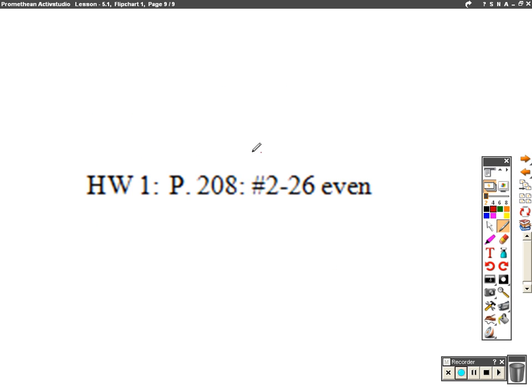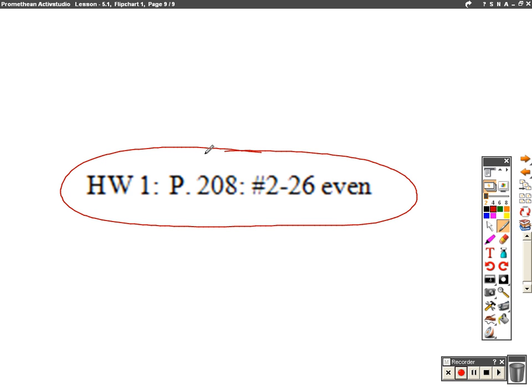Your homework, page 208, 2 through 26 even.